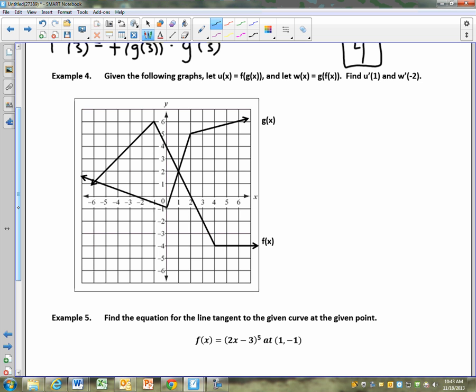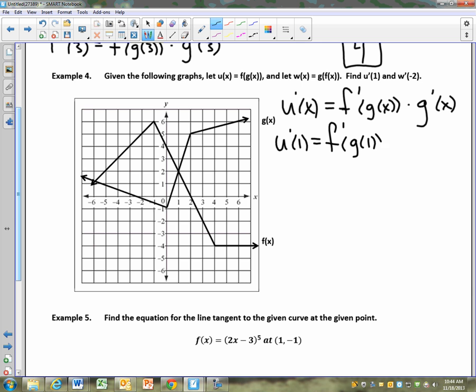The first thing I'm going to do is write out the chain rule. U prime of x is a composition, so I will write that as f prime of g of x times g prime of x. Everybody okay with that? I'm trying to evaluate u prime at what number? 1. So u prime of 1 is equal to f prime of g of 1 times g prime of 1.